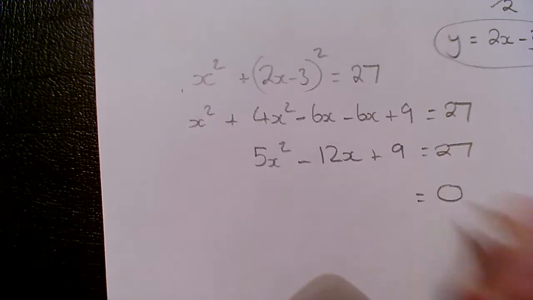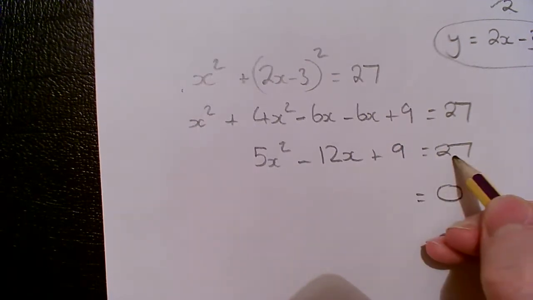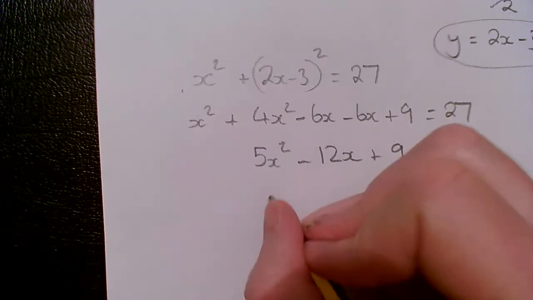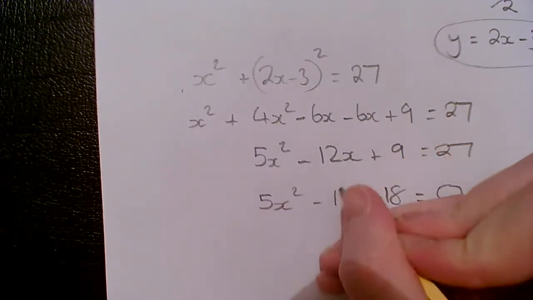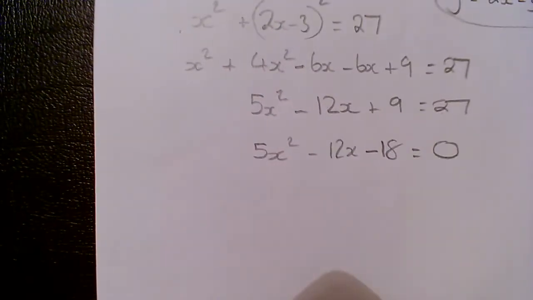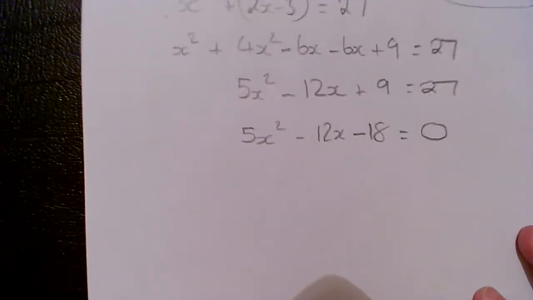Now what was next? Okay, I need to make it say equals 0. So if I subtract 27 from this side, I must do it to the other, which will leave me with negative 18. So I've got 5x squared minus 12x minus 18, and that does not factorize. So this one was on a calculator paper, and it asked for your solutions to 3 significant figures. So by it asking for that in the question, you should really know that you're going to be using the quadratic formula or something similar in order to solve it.